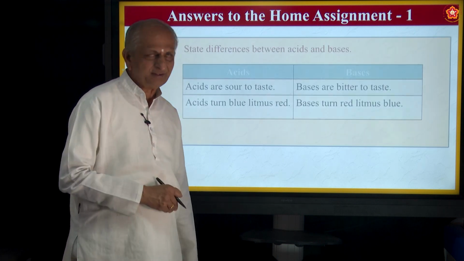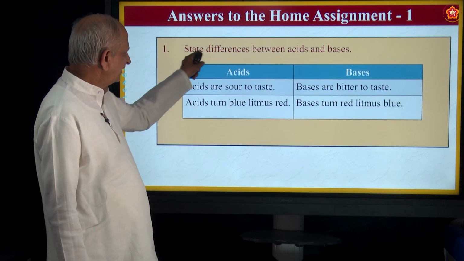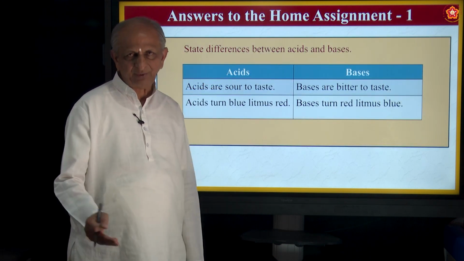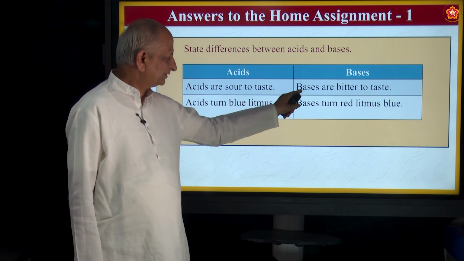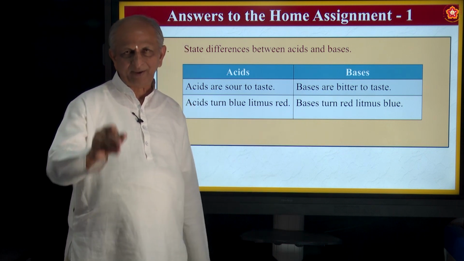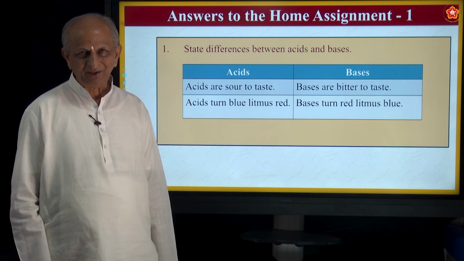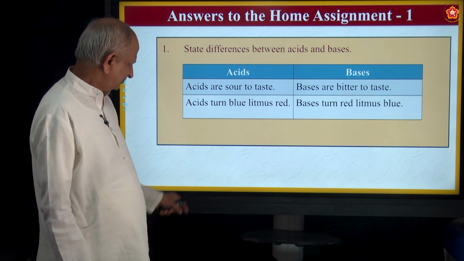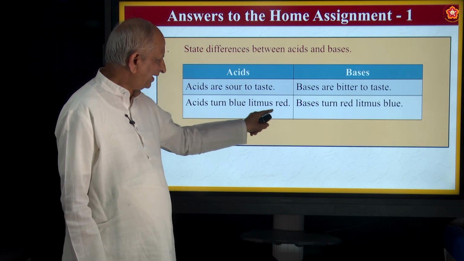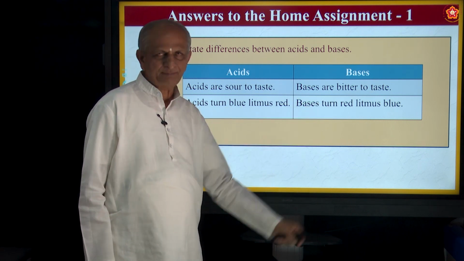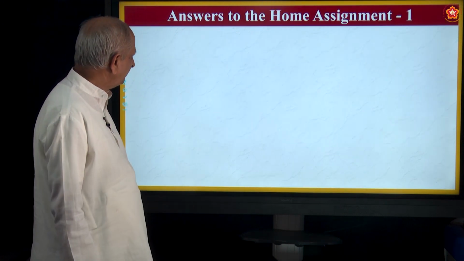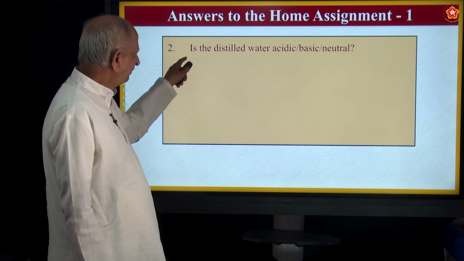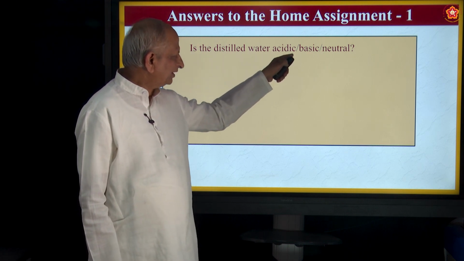Coming to home assignment, first question, difference between acid and bases, just now we discussed. Acids are sour to taste, bases are bitter to taste. You can note down the points if you have not understood. Acid turn blue litmus red, bases turn red litmus blue. Very simple. And second question is, is distilled water acidic or basic or neutral?